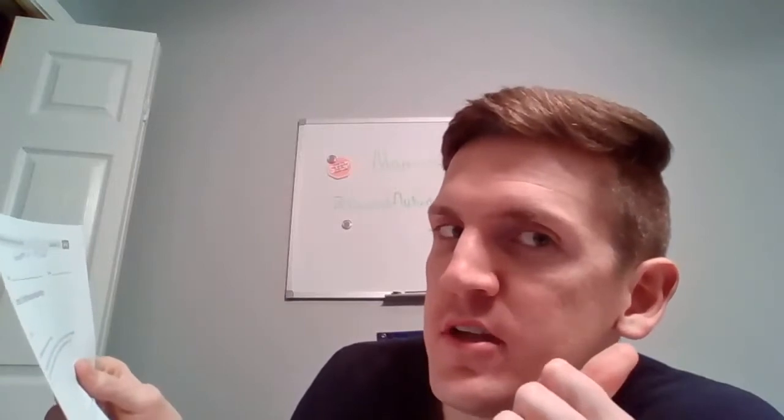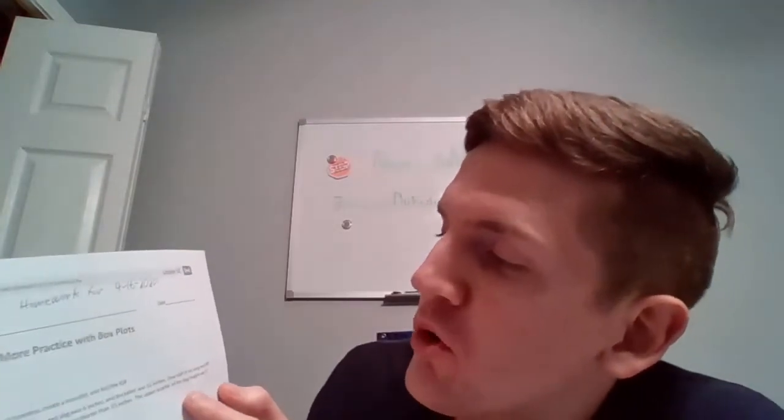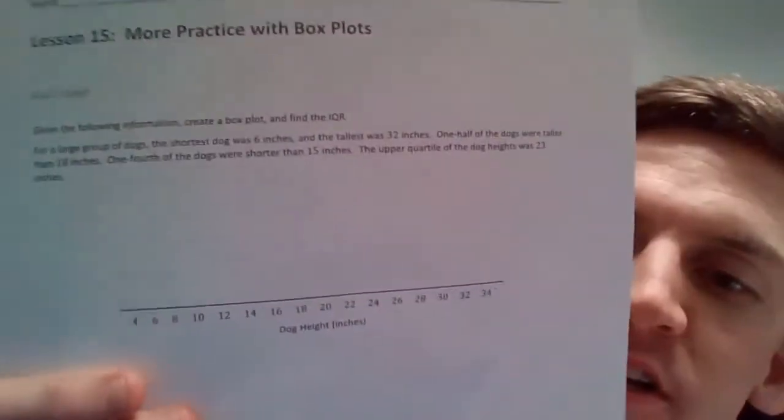One quarter of the dogs were shorter than 15 inches. Okay, we talked about 1/4 in yesterday's lesson. I kind of drew a diagram on the back of a page to show it to you. So if you need help remembering that, go back to that, and that might help you as far as which number in the 5-number summary they're talking about when they say 1/4 are shorter than 15. And then they go ahead and tell you another one. It says the upper quartile of the dogs' heights was 23 inches.